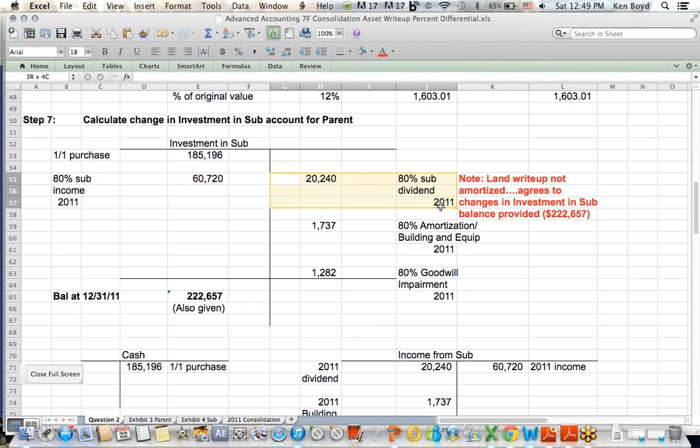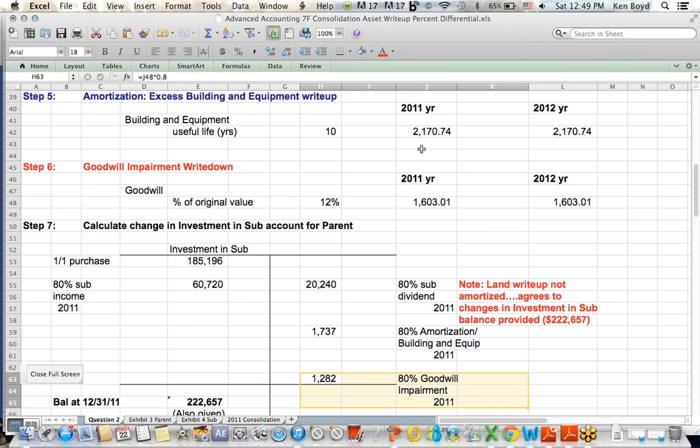They pay out a dividend. The equity method, that reduces their investment. And they also have the investment in sub lowered by the amortization of 80% of the building and equipment and 80% of the impairment. And those were the numbers that were figured out up here. If I click on this cell, it's 80% of the number in blue, 80% of the goodwill in blue. You'll note that the land write-up was not amortized. Land doesn't depreciate, but just to be clear for this question, the land write-up does not amortize.